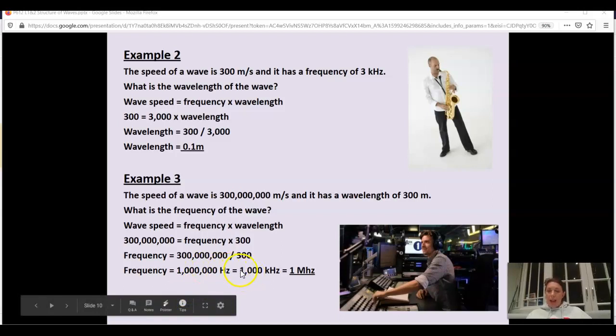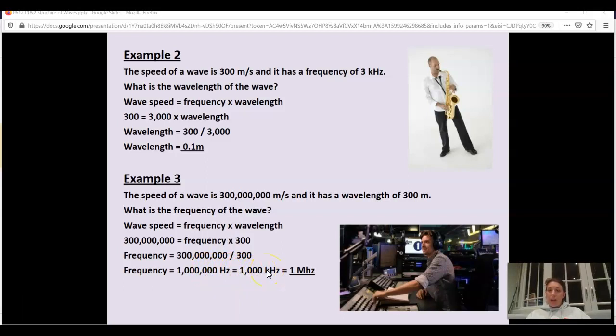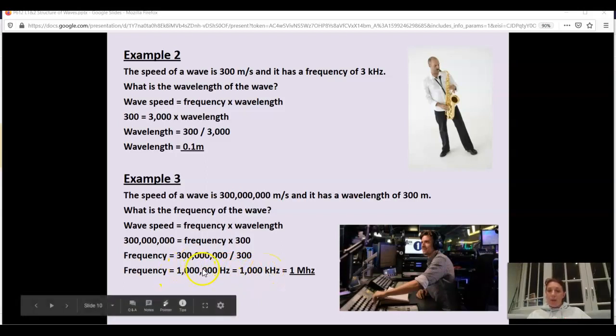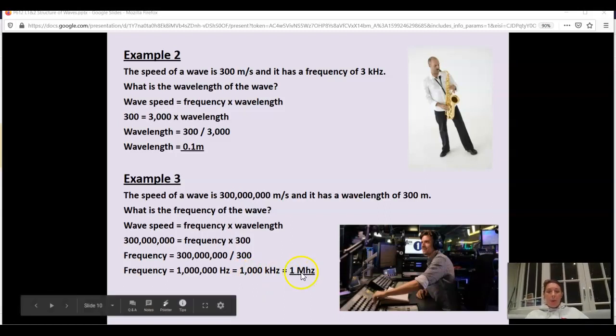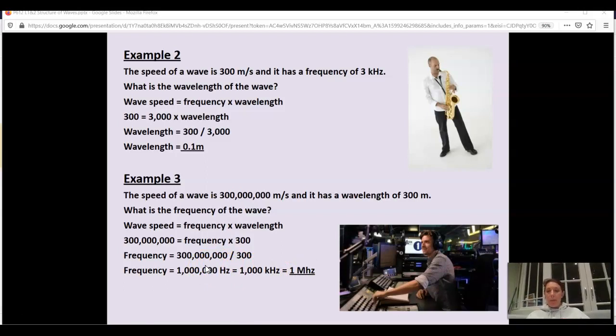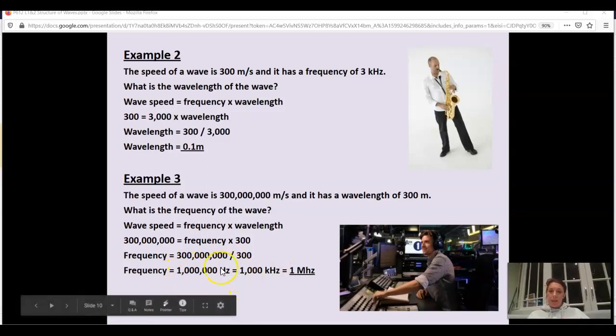We can say that that's the same as 1,000 kilohertz, because remember 1,000 is K, so we've got 1,000 kilohertz. We can also call that a megahertz. So a megahertz, mega means 1,000,000, so 1 megahertz is 1,000,000 hertz. But if you were in an exam, you'd be fine to write this answer down.